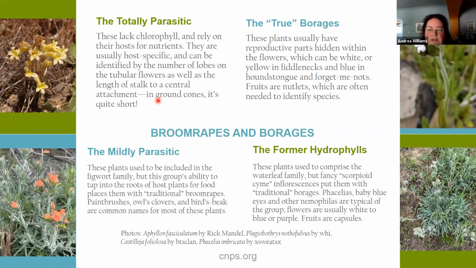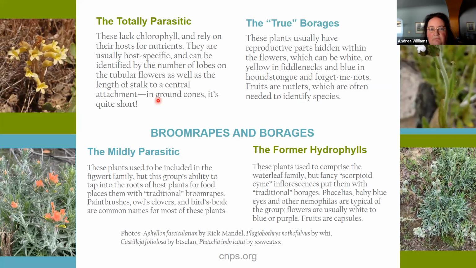Broomrapes and borages are actually two very separate families, but I put them on the same slide because they both had the same thing happen to them. Members of another family got shoved into this family based on a similarity. In the totally parasitic and the mildly parasitic, the existing family was the Orobanchaceae, or the broomrape family. They lack chlorophyll, and they rely on their host for nutrients. Members of this family are now Aphyllon and Kopsiopsis. They used to be Orobanche and Boschniakia, which is my call name on iNaturalist.